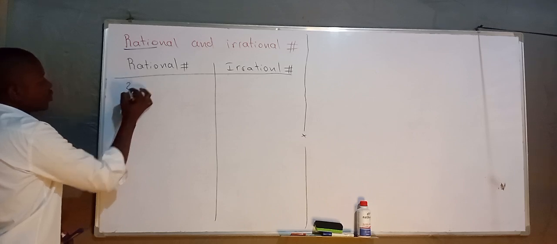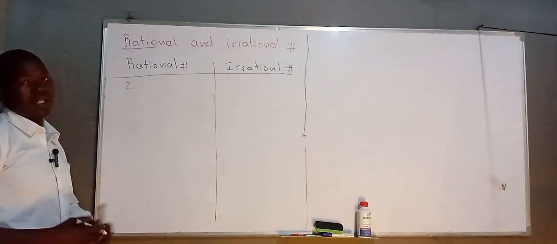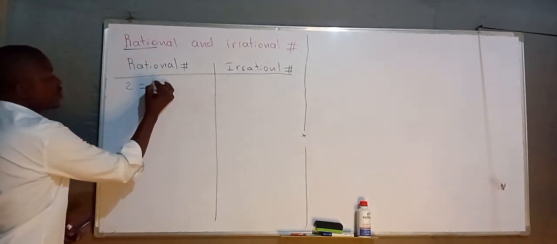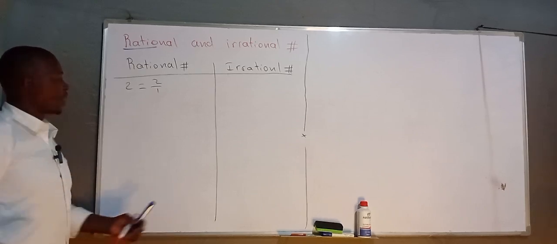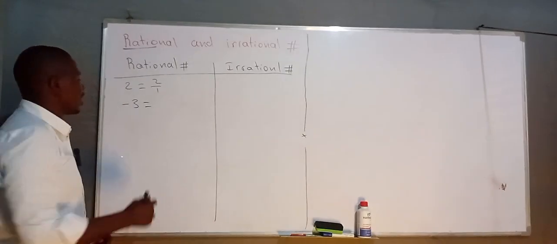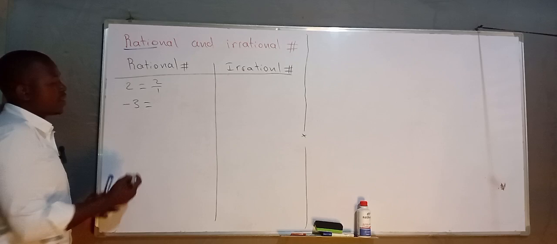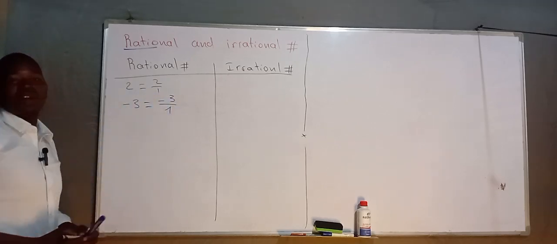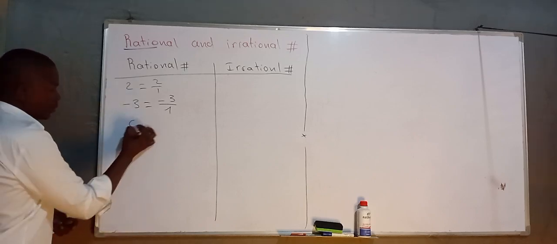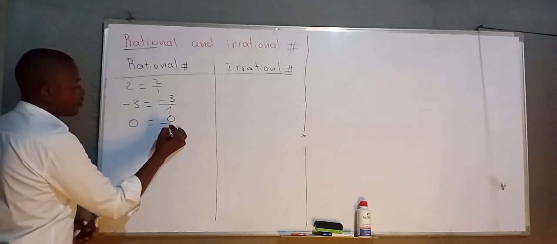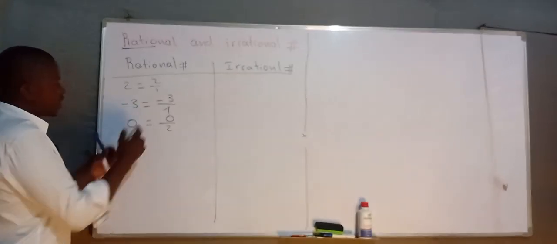By this I mean we have, for example, 2. All whole numbers are rational numbers. Why? Because 2 can be written as a fraction. We can write 2 as 2 over 1. Let's say, for example, -3. -3 is also part of rational numbers, because we can write -3 as -3 over 1. And we can also have 0. 0 is also a rational number, because we can have 0 over, for example, 2. It's still 0.